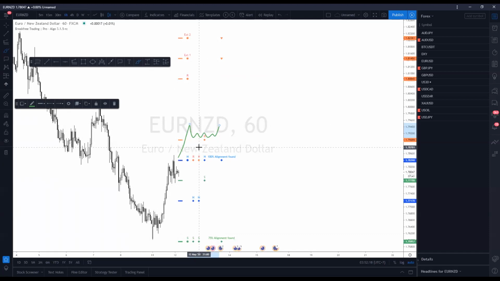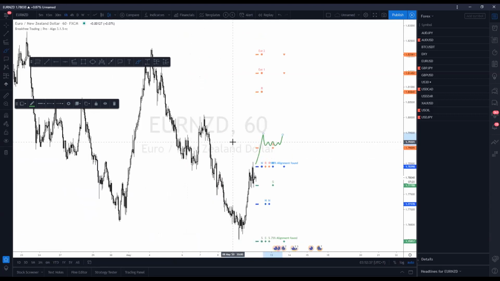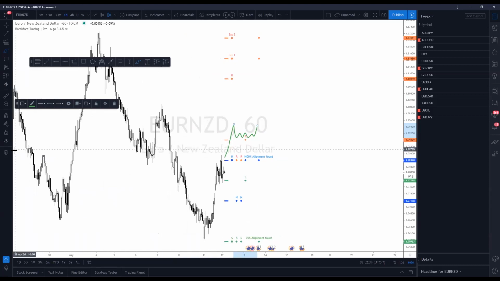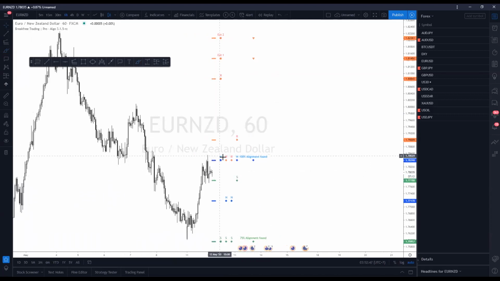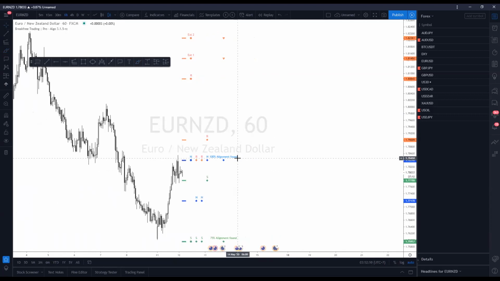Does that make sense? So it doesn't change the letters when it breaks. It changes when it has enough confluence to make it support or resistance. But that's really just a detail. I wouldn't worry about that too much. The primary principle you need to understand is how price reacts at levels, and whether you should be buying or selling, right?